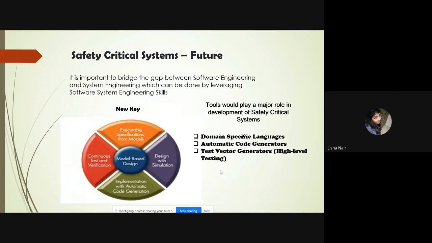Then we have test vector generators that do the high level testing. It's also automatic. Then we have structural analysis, which is nothing but to see whether the complete functional coverage is done appropriately. Then we have configuration management. Once you develop the code, you push it to a known location, like a repository, where you push the qualified code, and it's version control.